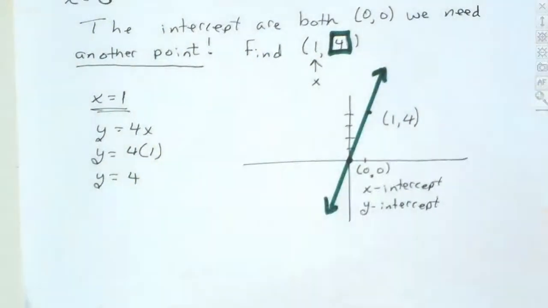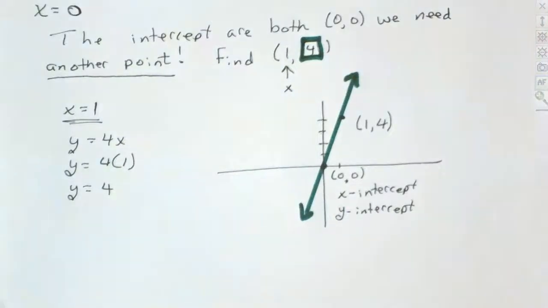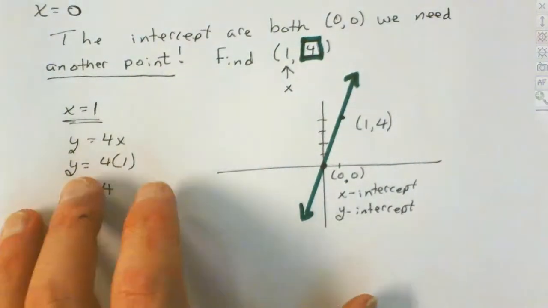Okay. Let's take a short break. We'll come back, and we'll look at vertical and horizontal lines. And then that'll finish up this section, and we'll start the next one. There's not a lot in this section.